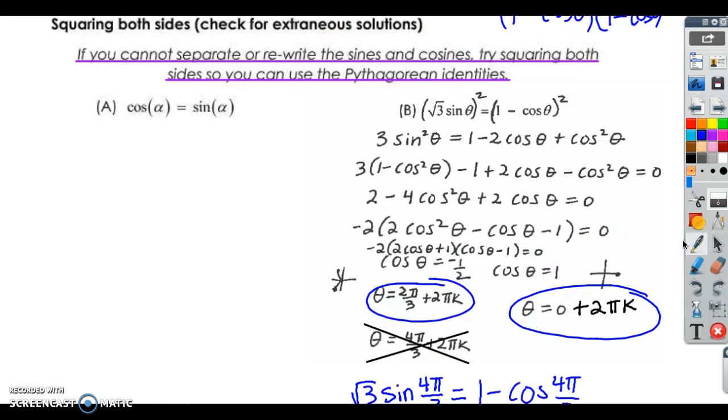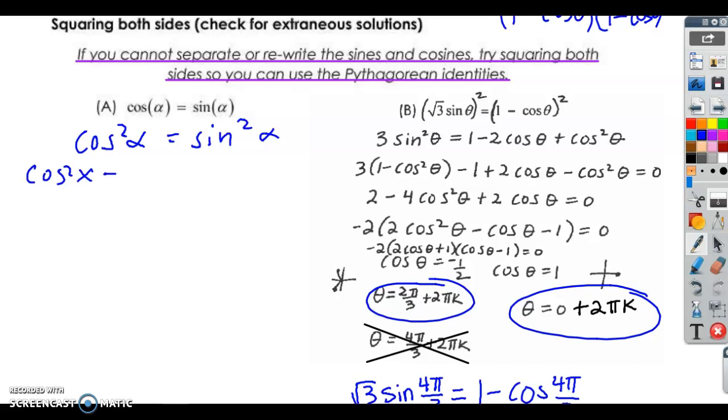All right, so let's do A. So I'm going to go ahead and square both sides. And I know I'm going to have issues with this one when I square both sides because sine and cosine are sometimes negative and sometimes positive. So when I move that sine squared over to the other side, the cosine and sine aren't always equal to each other, right? They're only equal to each other in some quadrants.